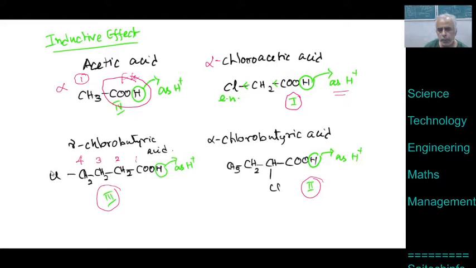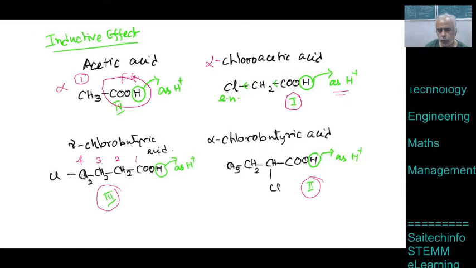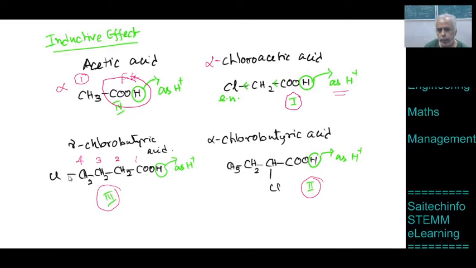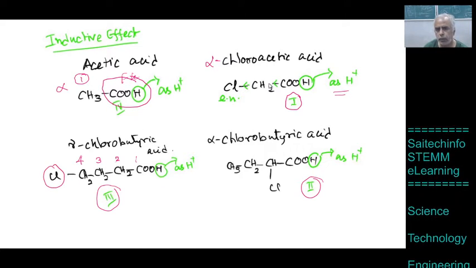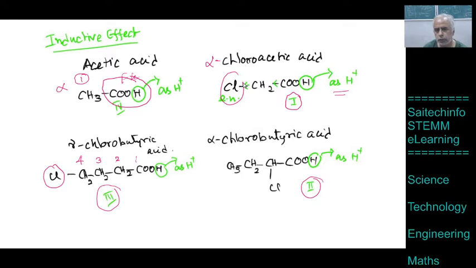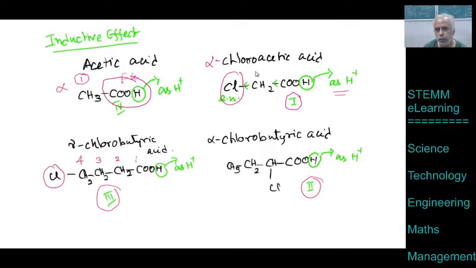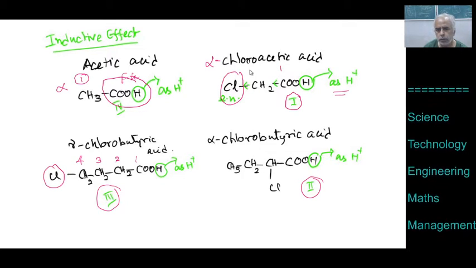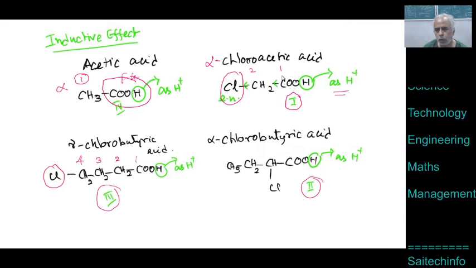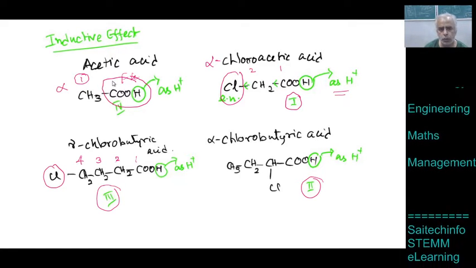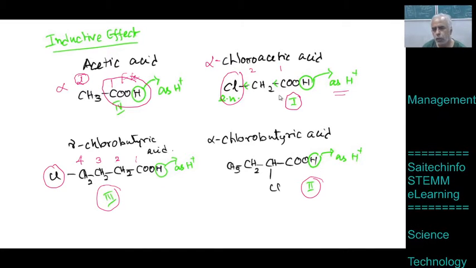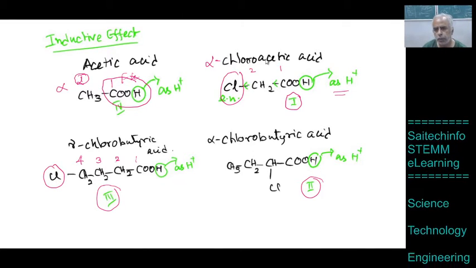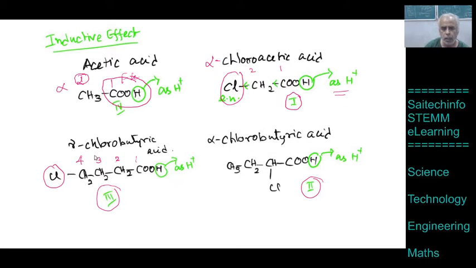Now it is attached to the fourth carbon atom, where the influence of the chlorine will be less than that of the immediately attached one. Is it not? This is attached to the second carbon atom. This is 1, this is 2. You have to include the carbon atom of COOH also. So in that case, this is more acidic than gamma.